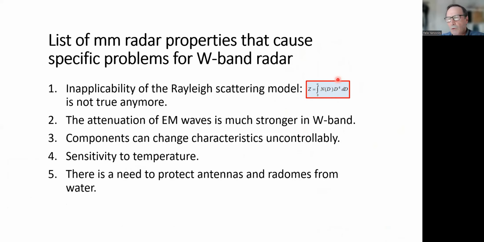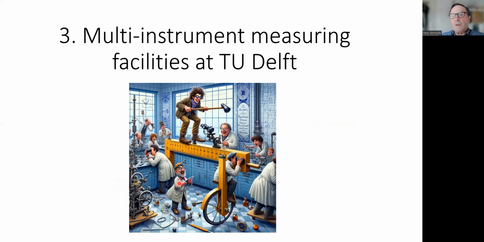But this is not the only problem. It is the first, but also attenuation of electromagnetic waves is much stronger in W-band. Components can change characteristics uncontrollably. Also, they are sensitive to temperature, and there is a need to protect antennas and radomes from a water layer. First, then I will explain the processing algorithms.